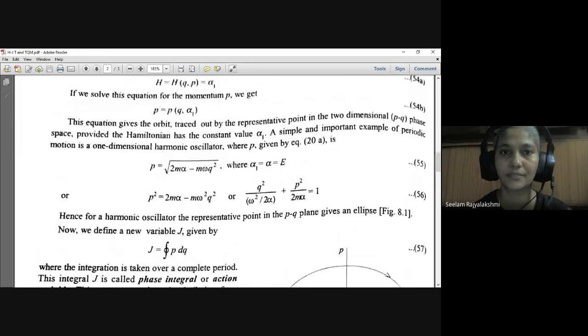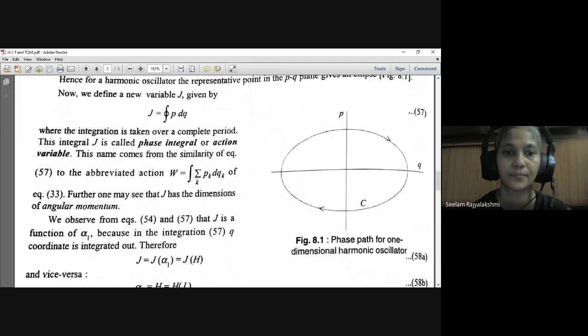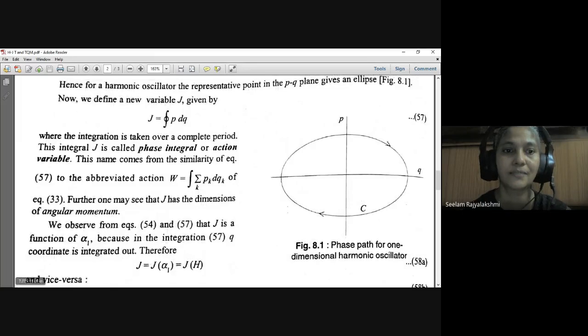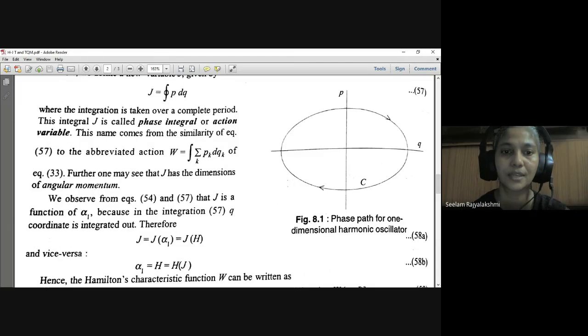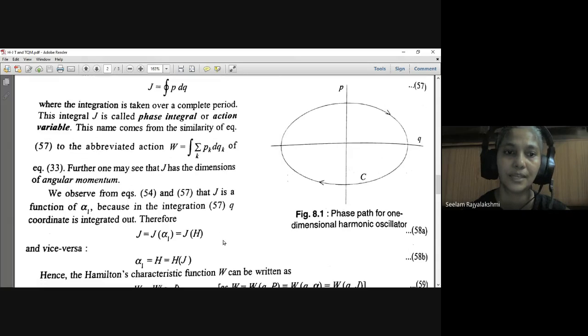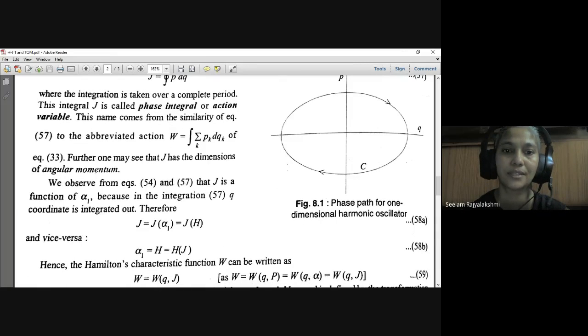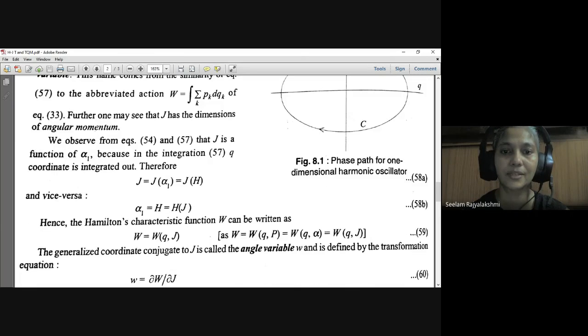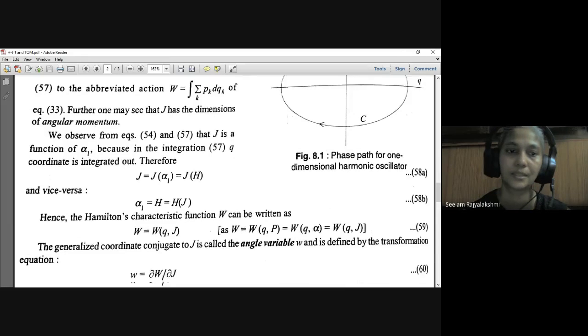From equations 54 and 57, J is a function of alpha 1, because in the integration 57, the q coordinate is integrated out. Therefore, J = J(alpha 1) = J(H), and vice versa, alpha 1 = H(J). Hence, Hamilton's characteristic function W can be written as W = W(q, J). So, as we have W = W(q, alpha), it equals W(q, J).